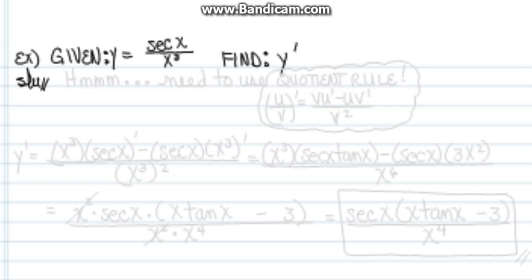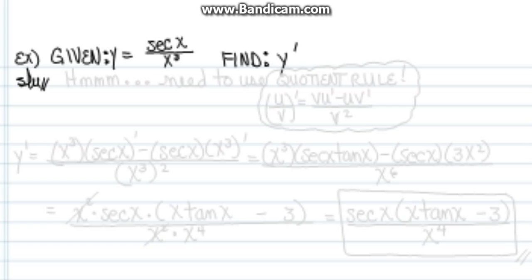Oh boy, are you in for a treat. Here we have a function that is a quotient. We have a quotient of two functions. On the top we have secant x. On the bottom we have a power, x to the third power. We're asked to find the derivative of this quotient, which means we're going to have to use the quotient rule.